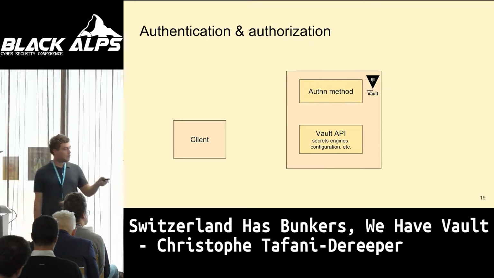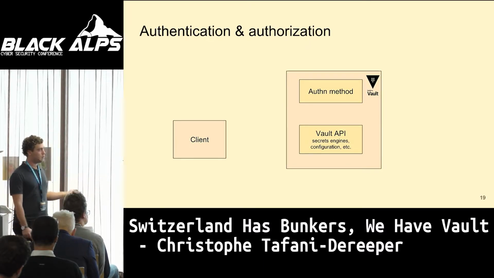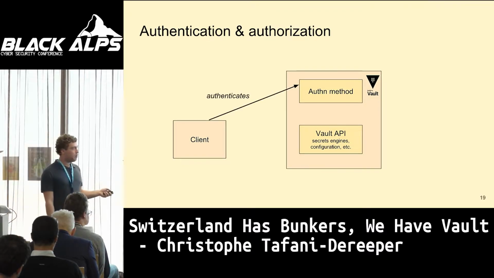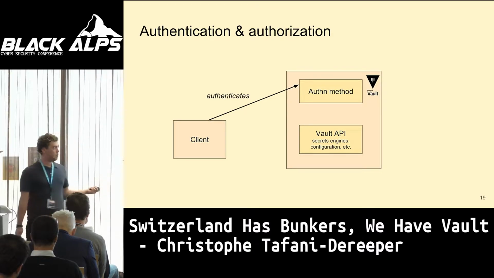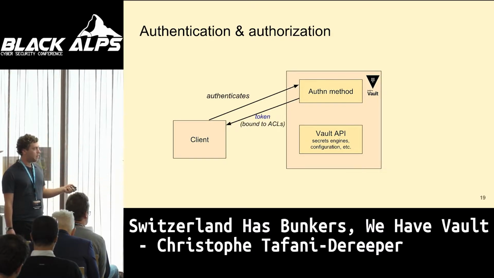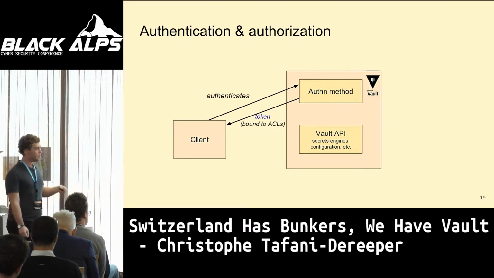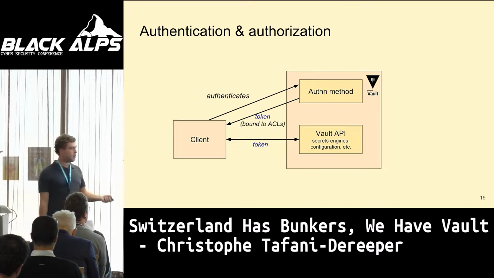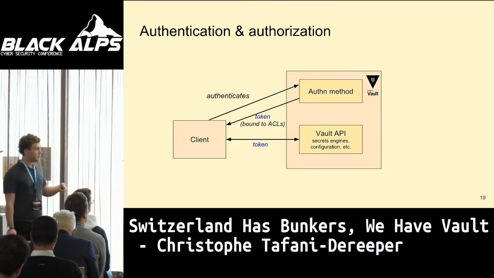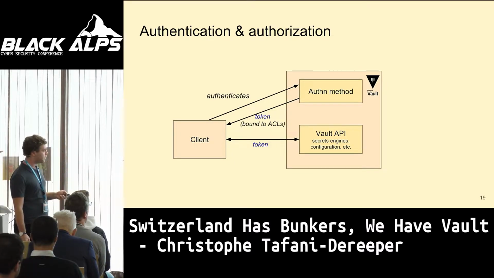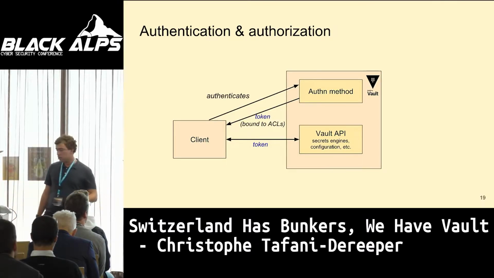So this is the high-level view of what it looks like, no matter what authentication method you use. You have the client which authenticates to Vault in a specific way depending on the method. Then Vault returns a token, and this token is going to be used to interact with the Vault API later on, and it's bound to specific permissions. So each time the client is going to make a request to Vault, Vault is going to be able to check what are the permissions bound to this token, and if the client can perform the actions that it wants to perform.